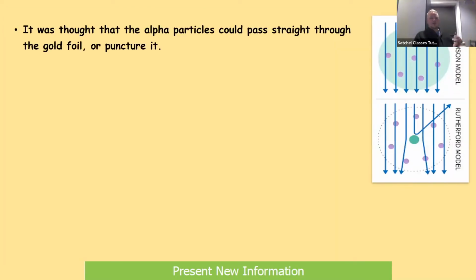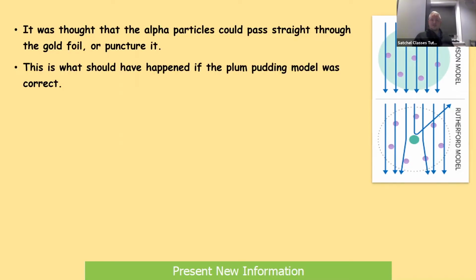So it was thought that the alpha particles could pass straight through the gold foil. It's what should have happened if the plum pudding model was correct. The alpha particles would have passed through this evenly distributed positive charge sphere, and they would have slowed down a bit, but they would have passed straight through.